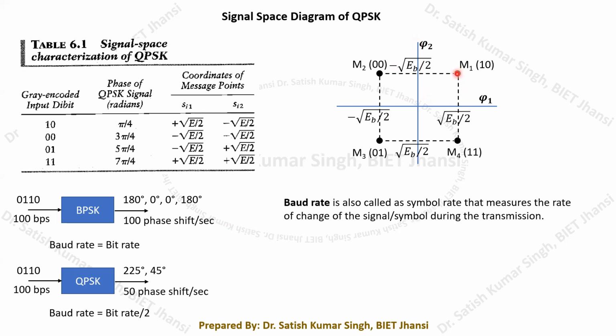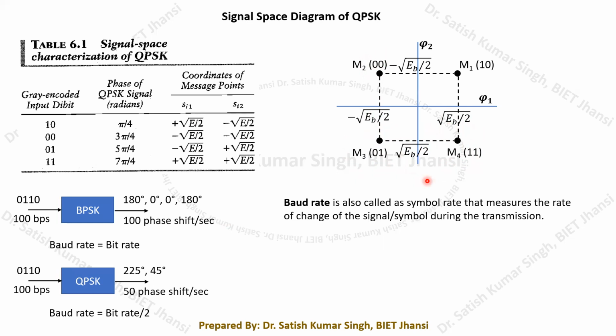So these are the coordinates of our message points, and this one corresponds to the dibit 1 0. Similarly, because this axis is negative, the corresponding bits will represent your message point 2, which represents the dibit 0 0. Similarly, we can have our M3, which is 0 1. So this is our negative value first, and then we have a positive value. Then again we have a message point M4, which is equal to 1 1. I hope you are able to understand this signal space diagram.